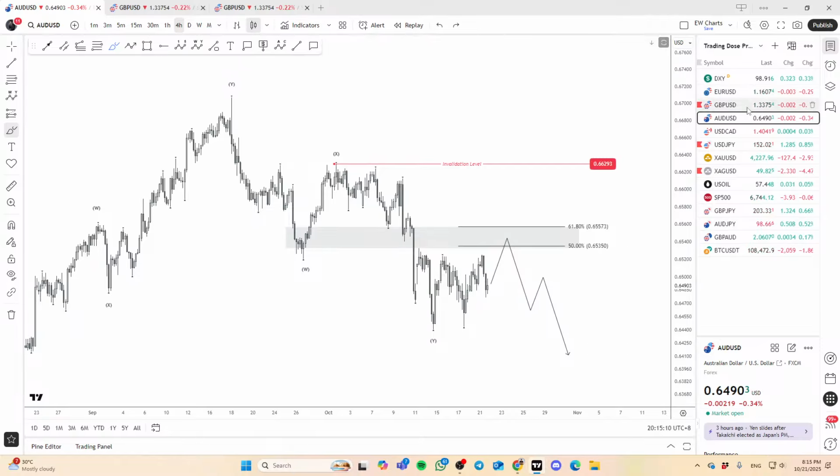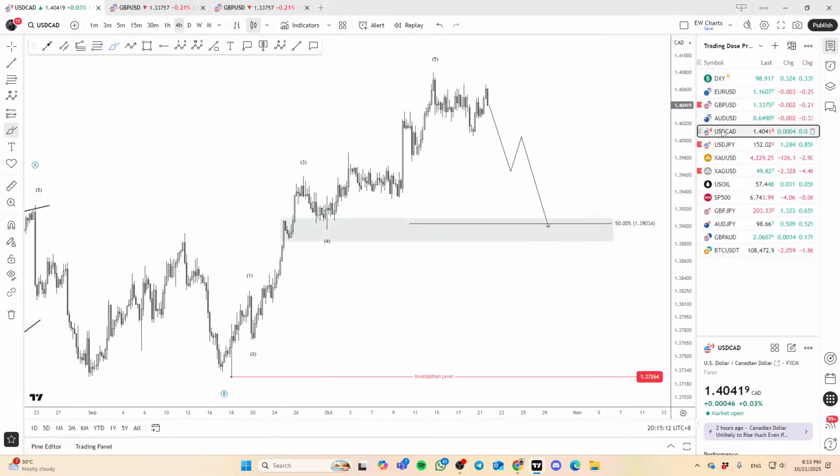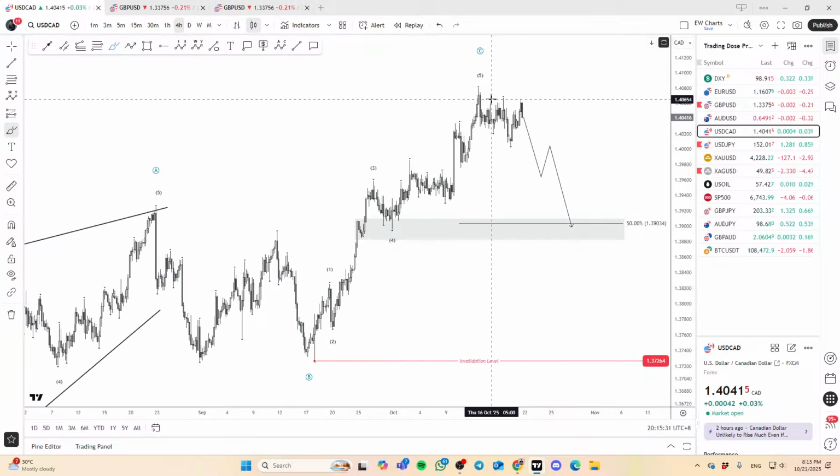Okay, so those are the major pairs, and then we have the dollar Canadian. Dollar Canadian seems to be topping around this high here at 1.4080. We haven't really got a clear confirmation that the pullback retracement has started, right? We are anticipating this pullback after completing an inner 5-wave structure.